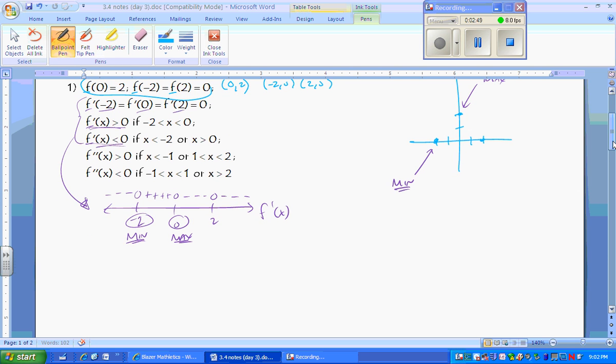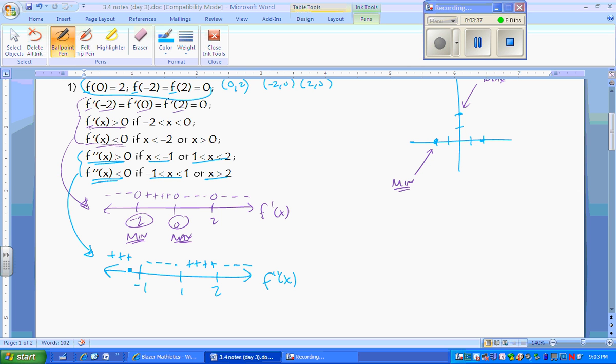Then we need to look at the last part of the data. It talks about the second derivative. So we're going to use that to make a number line for the second derivative. Here it doesn't tell us when the second derivative is 0 like the other one did. So what we have to do is look at these intervals, and it's talking about negative 1, 1, and 2. So those are the values we're going to put on our number line. It says the second derivative is greater than 0, so positive, when x is less than negative 1, and when x is between 1 and 2. Second derivative is less than 0, negative, between negative 1 and 1, and when x is greater than 2.